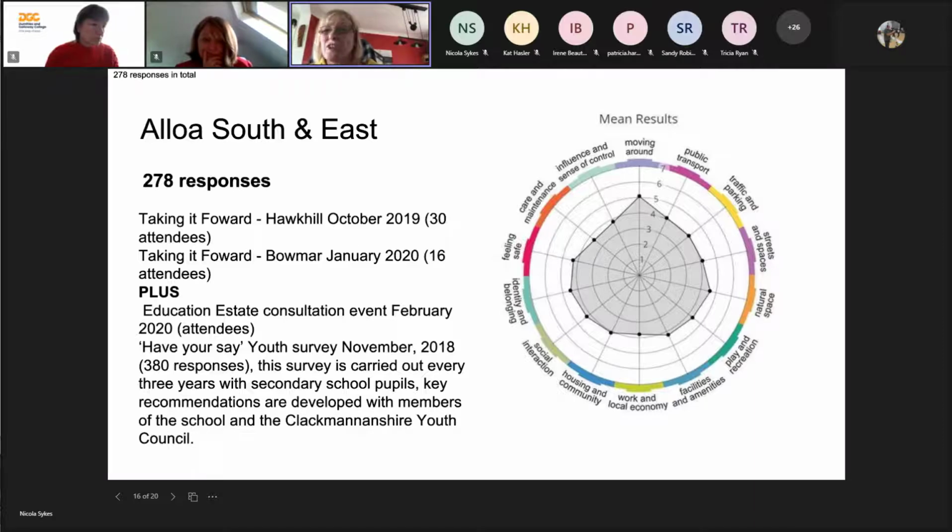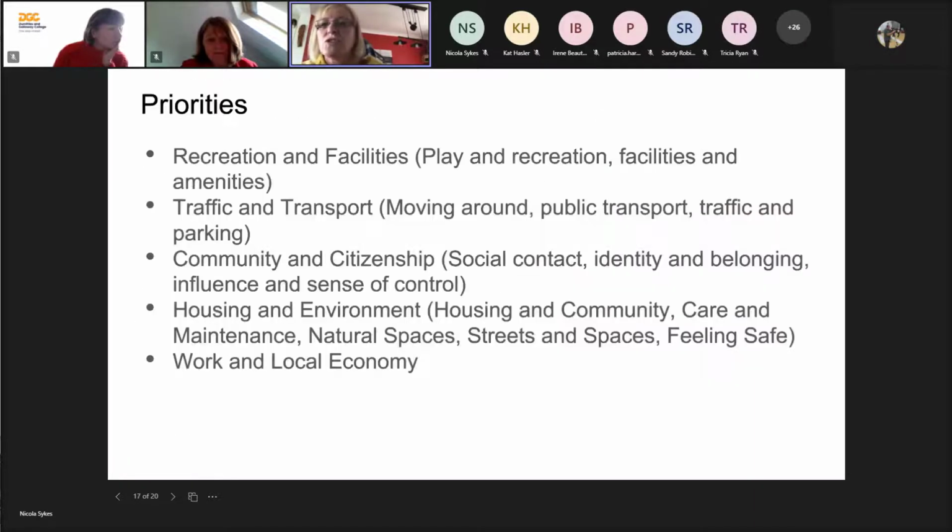We went back to focus groups to try and dig a bit deeper as to what actions they would like to see. You can see the diagram there about the results. Moving around was not a big issue, but getting involved and influencing what was happening in the local community was a big thing that came out of the area, along with work and local economy, and play and recreation. So what did that look like? These are big headings, but what did you actually want to dig into and get down to the grassroots as to what the community wanted to see happening? So these were the main headings.